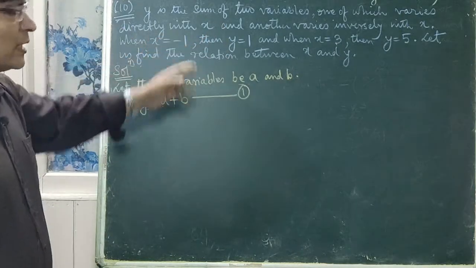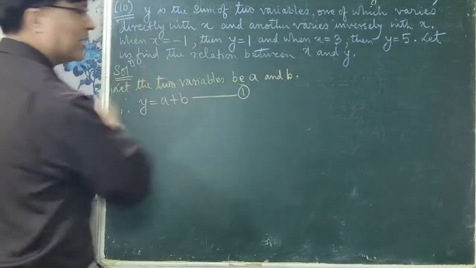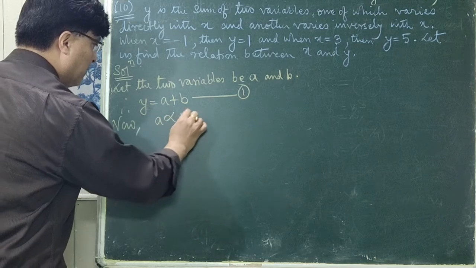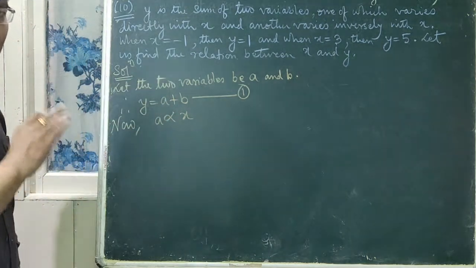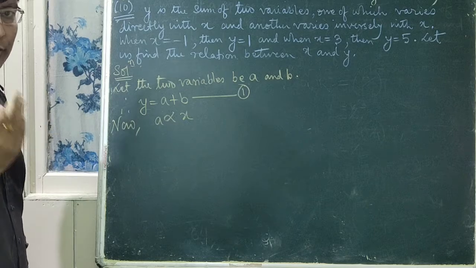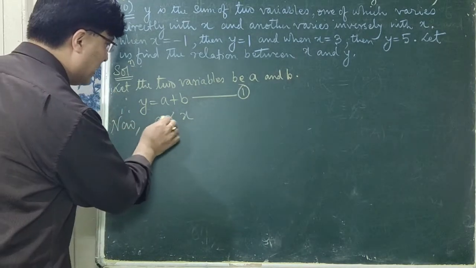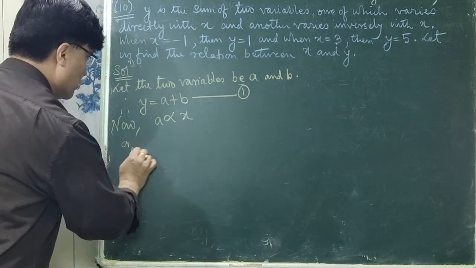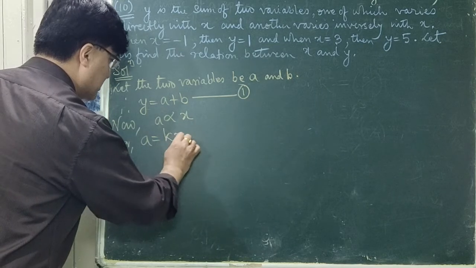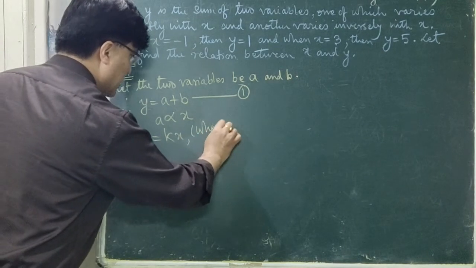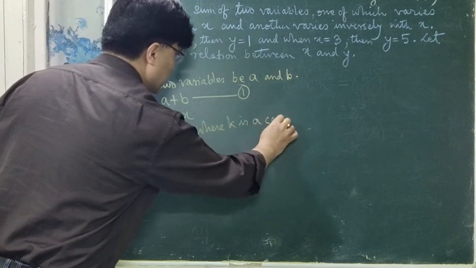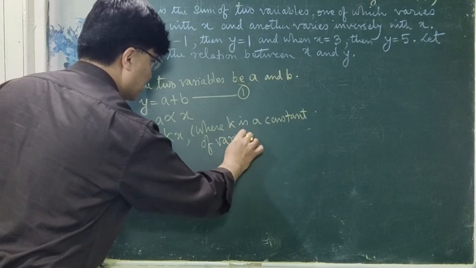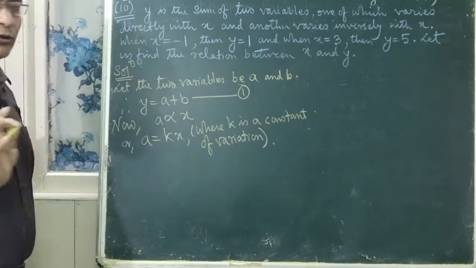Now again, what is given in the question? One of which varies directly with x. Suppose a varies directly with x. Now by the question, a varies directly with x, meaning a is directly proportional to x. So mathematically you can write a varies as x. Let us convert this proportional sign into an equality sign: a is equal to kx, where k is a constant of variation. Is that clear to all of you?